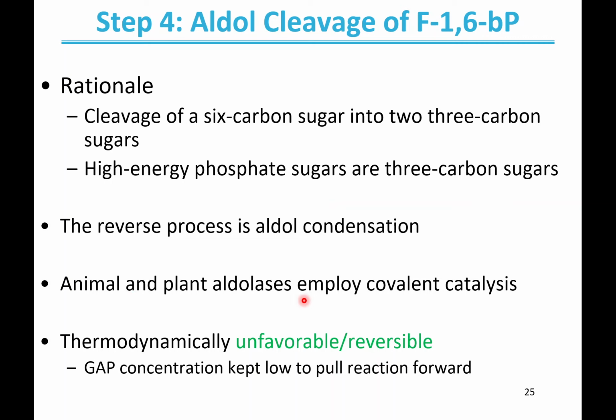Animal and plant aldolases employ what's known as covalent catalysis, which we'll see in the mechanism when we look a little bit closer. As I mentioned, it's thermodynamically unfavorable, and even though it has a very large delta G, it is reversible. The way this goes forward is that the GAP, glyceraldehyde 3-phosphate, concentration is kept really low, which pulls this reaction forward. Again, that's a common theme here in glycolysis.